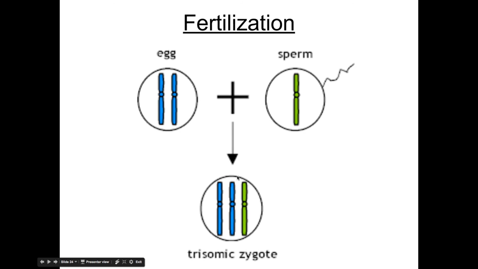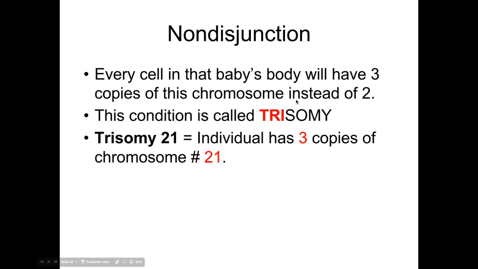So you can see here that this baby has 1 too many chromosomes. We call it trisomic. So you got 2 from mom, 1 from dad. It should go 1 from mom, 1 from dad. So you can see that this happens somewhat frequently. And every cell in the baby's body will have 3 copies of that chromosome instead of 2. And so it's called trisomy. And a common one is called trisomy 21, where an individual has 3 copies of chromosome 21 instead of 2.